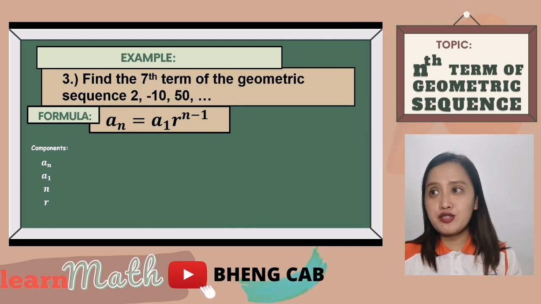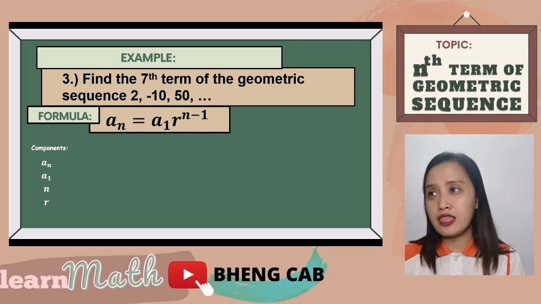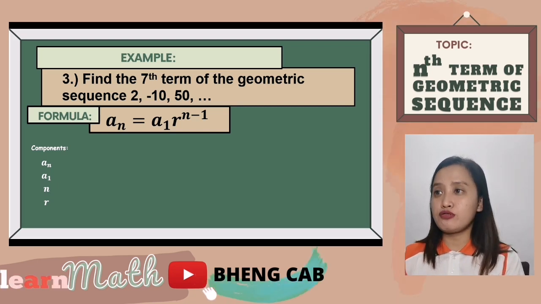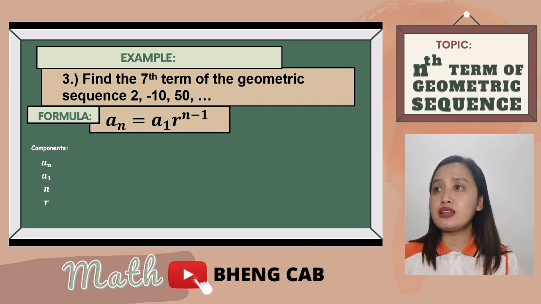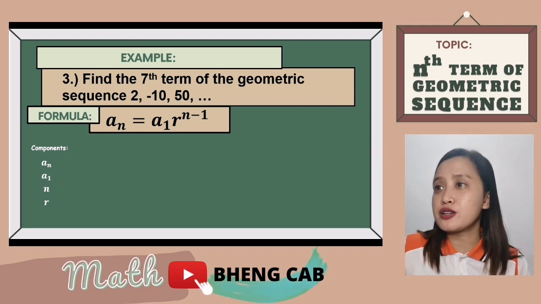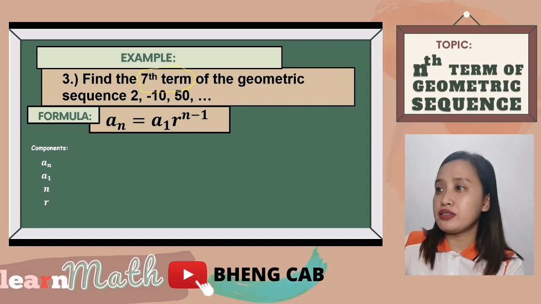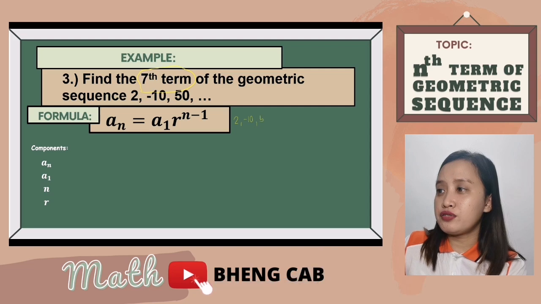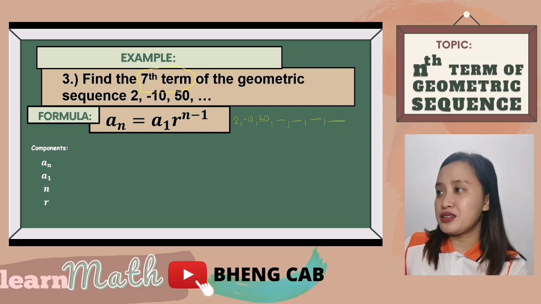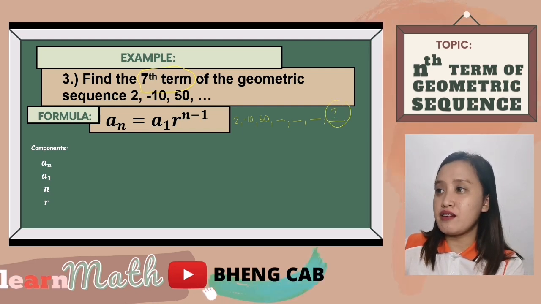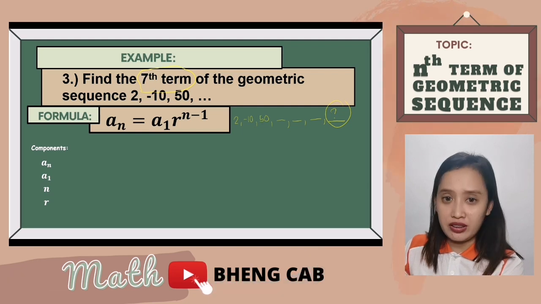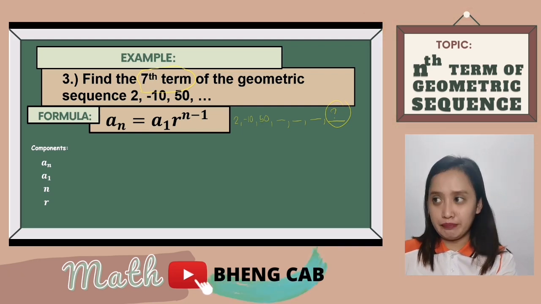Find the 7th term of the geometric sequence 2, -10, 50, so on and so forth. Okay, ang ating hinahanap dito ay ang ating pang 7th term. Okay, in the sequence, meron tayong 2, negative 10, 50, blank, blank, blank, at blank. So, ito yung pinakahinahanap natin. Pang 7 term. 1, 2, 3, 4, 5, 6, 7. Okay, pang 7 term.